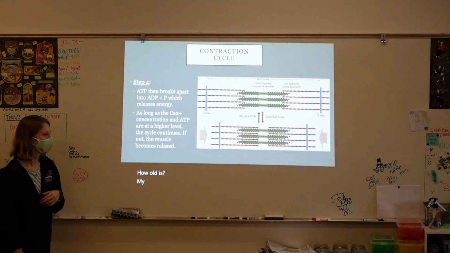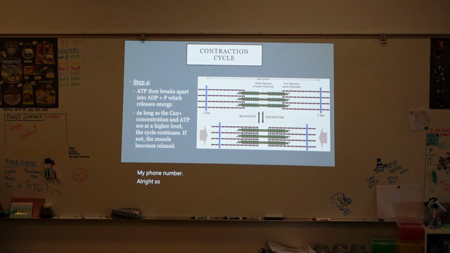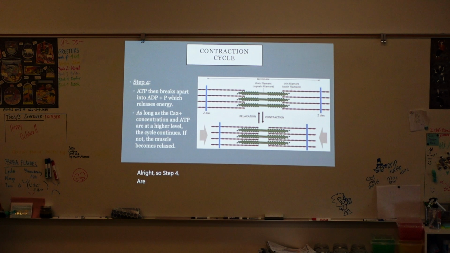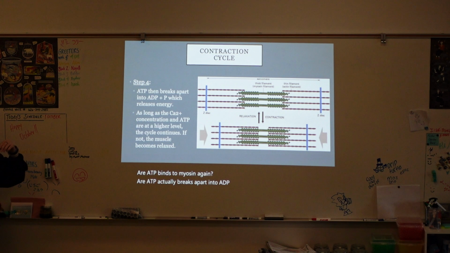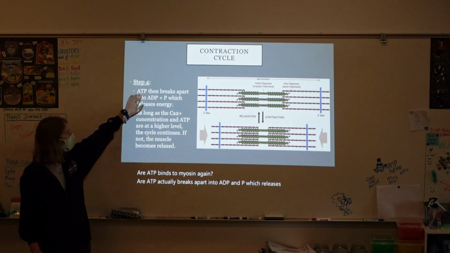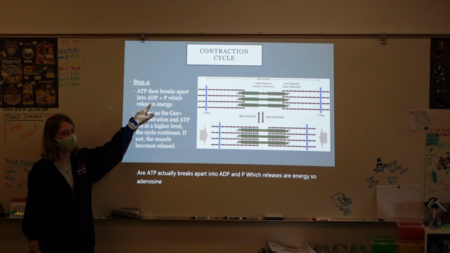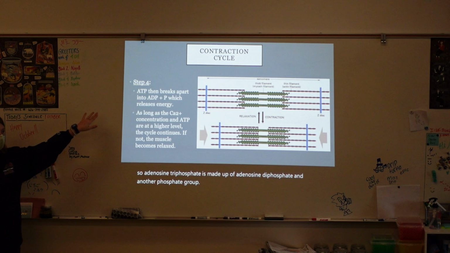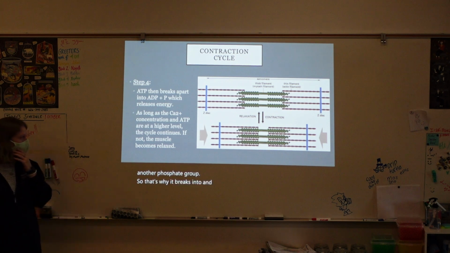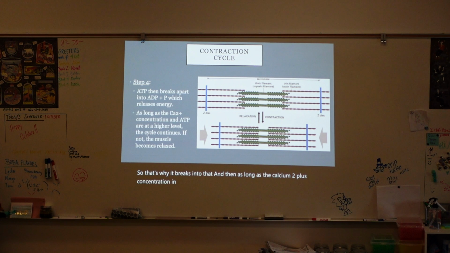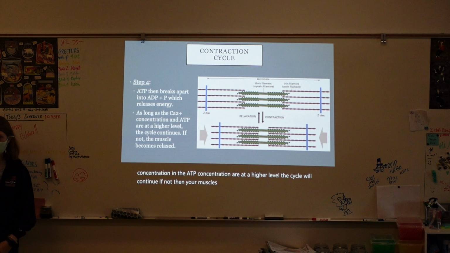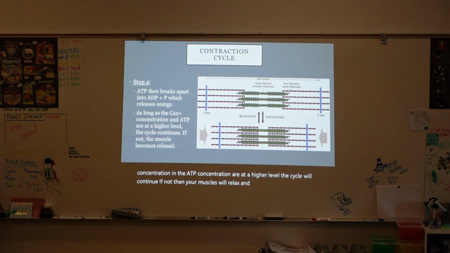Alright, so step 4. After our ATP binds to our myosin again, our ATP actually breaks apart into ADP and P, which releases our energy. So adenosine triphosphate is made up of adenosine diphosphate and another phosphate group, so that's why it breaks into that. And then as long as the calcium 2+ concentration and the ATP concentration are at a higher level, this cycle will continue. If not, then your muscles will relax and not continue through this cycle.